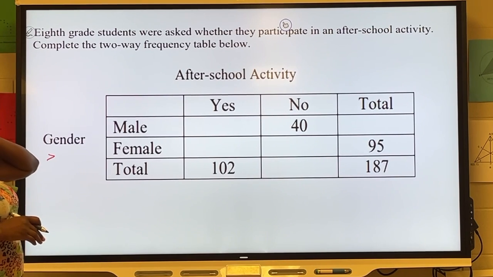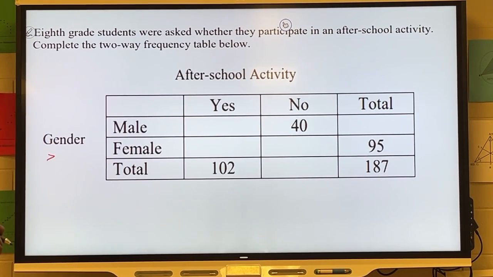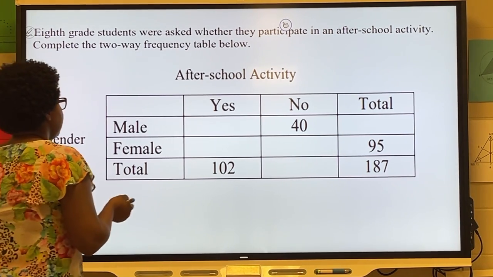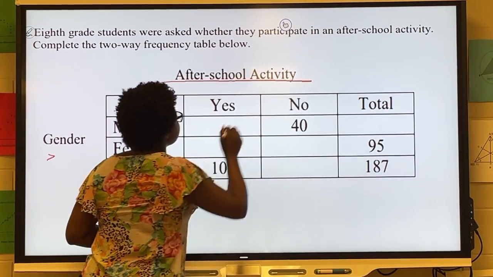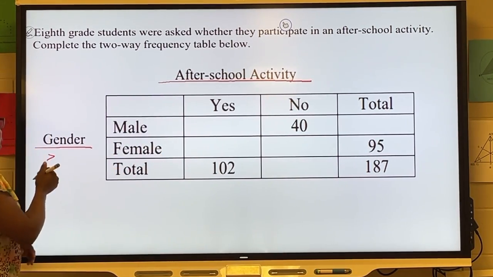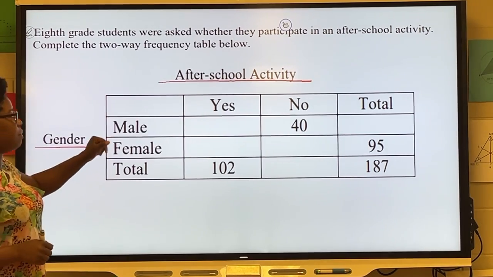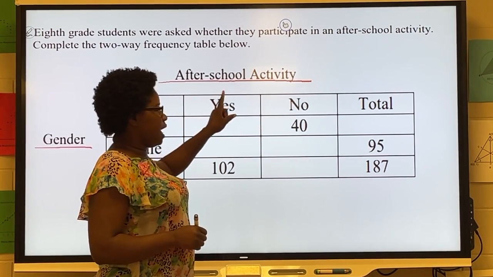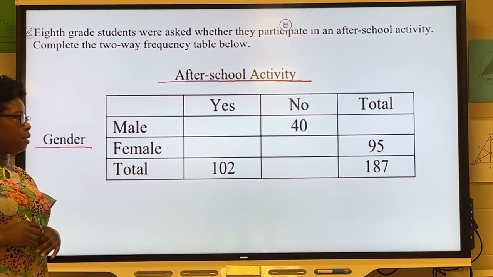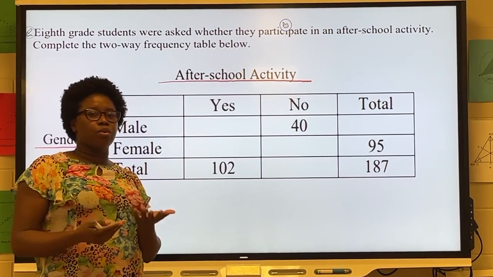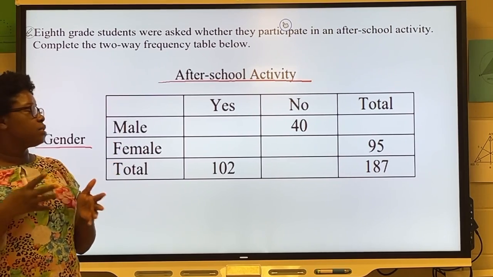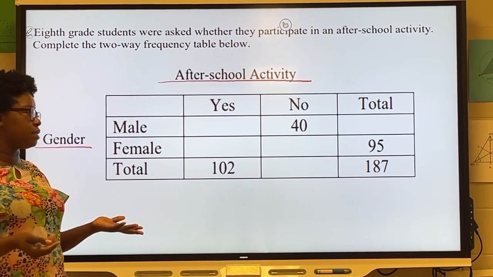So let's move on. Alright, so this question says, 8th grade students were asked whether they participate in after-school activity or not, and you're asked to complete the two-way table below. So here we have 2 categories being compared. We have after-school activity and we have gender. So right here we have male and female. After-school activity, is it a yes or is it a no? This table requires you to complete it through calculation. We have to subtract to get another region, or you have to add to get something.